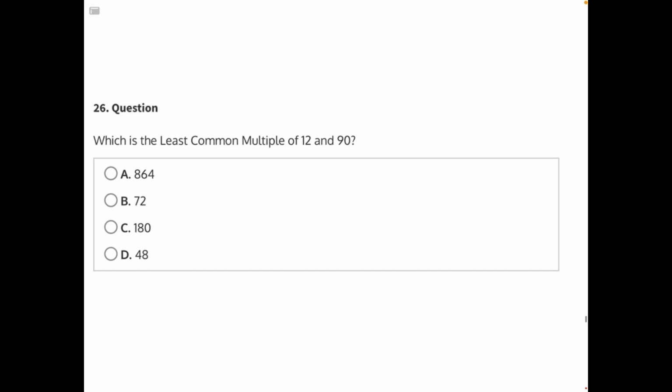Which is the least common multiple of 12 and 90? Normally what I do when I'm looking for a least common multiple is I will set up a little table where I will take each number through usually just a couple factors like 1 through 4, and I'll say 1 times 12 is 12, 1 times 90 is 90, 2 times 12 is 24, 2 times 90 is 180, and so on and so on.